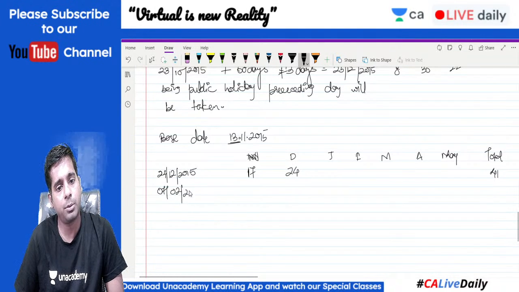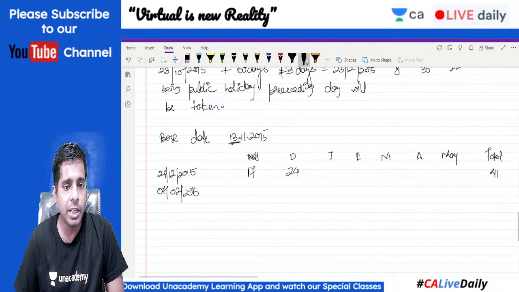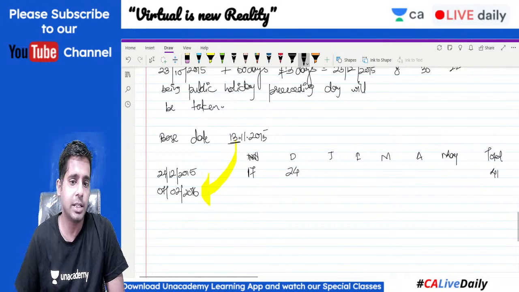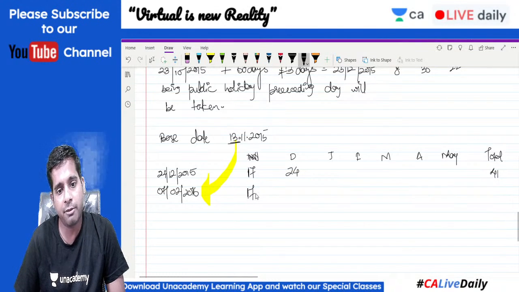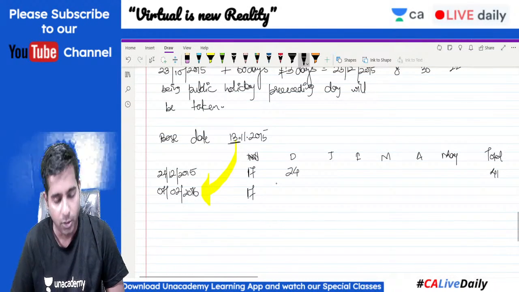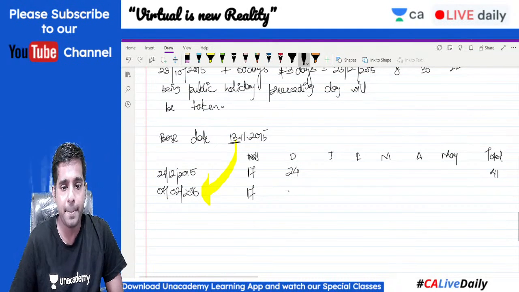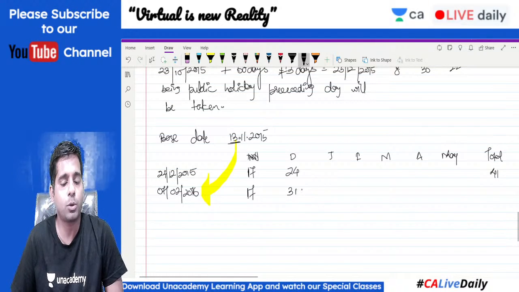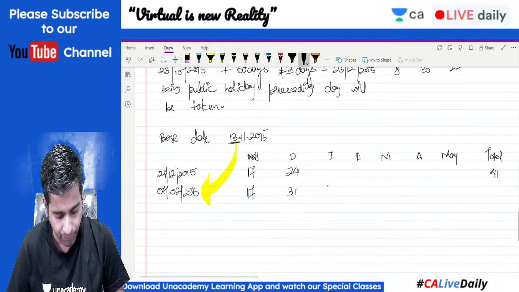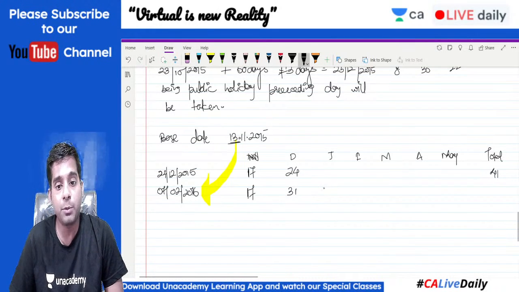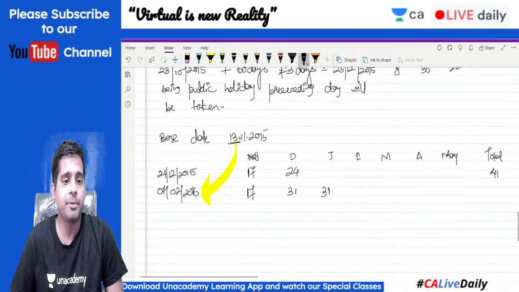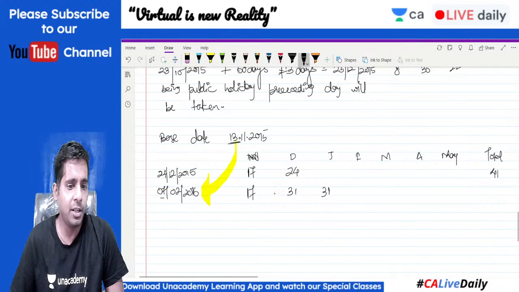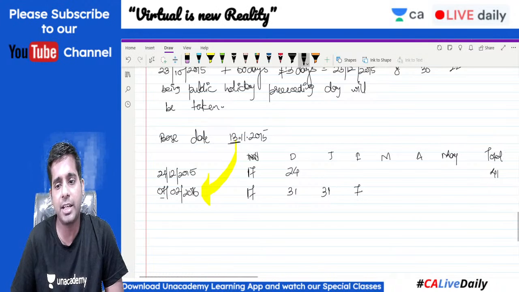From 13th November, we have to go till 7th February 2016. How many days are left in November? 17. How many days in December? You have to cross the entire December. How many days in January? You have to cross the entire January. How many days in February? Only 7 days you have to travel.